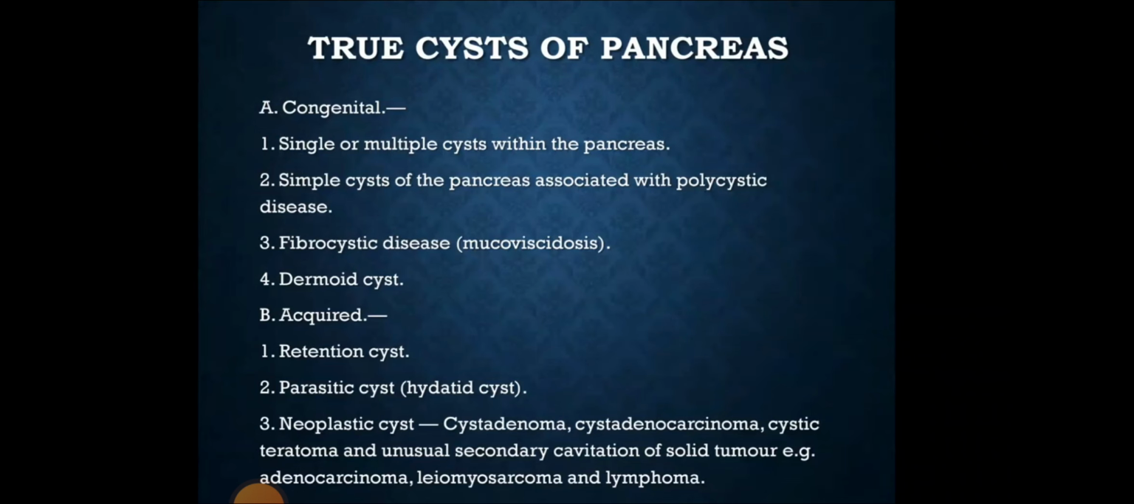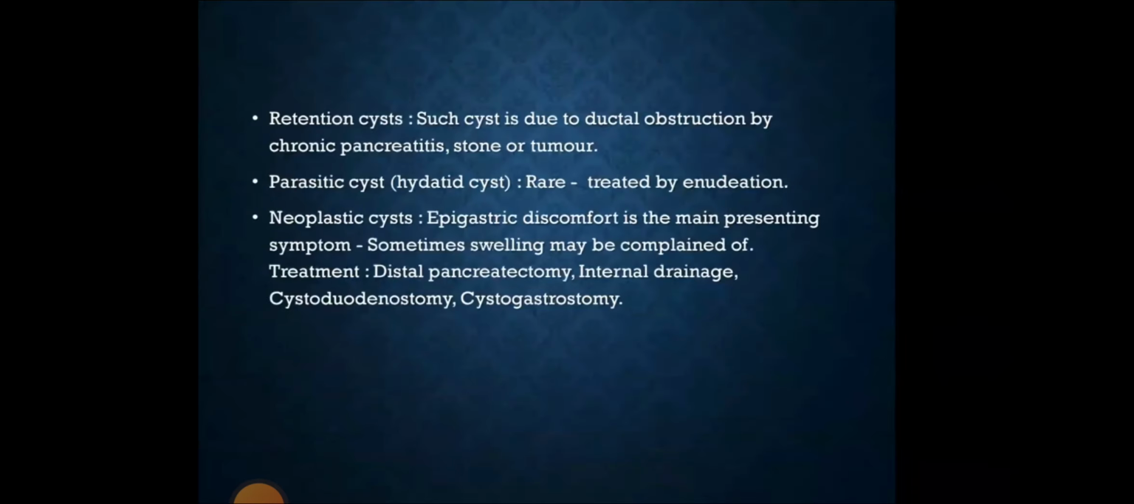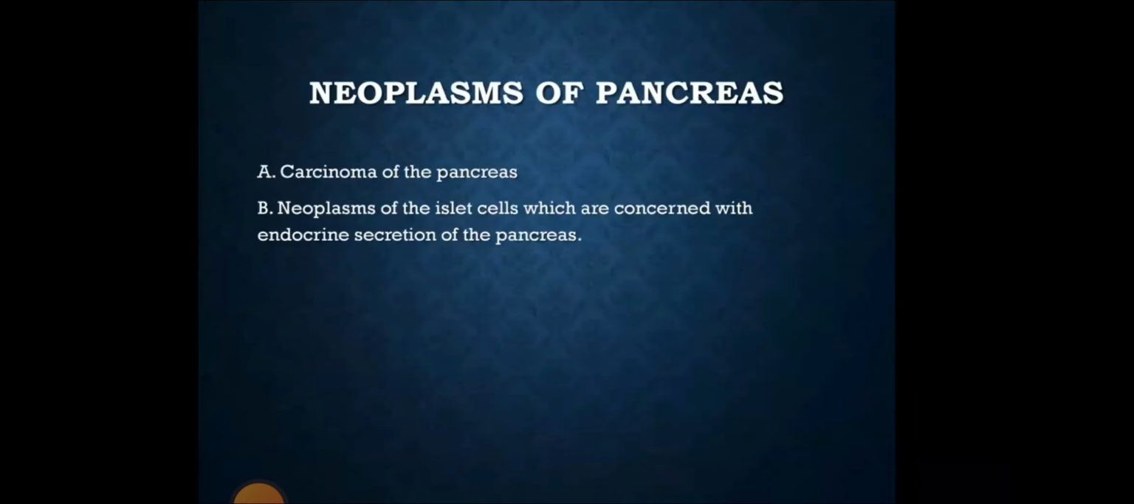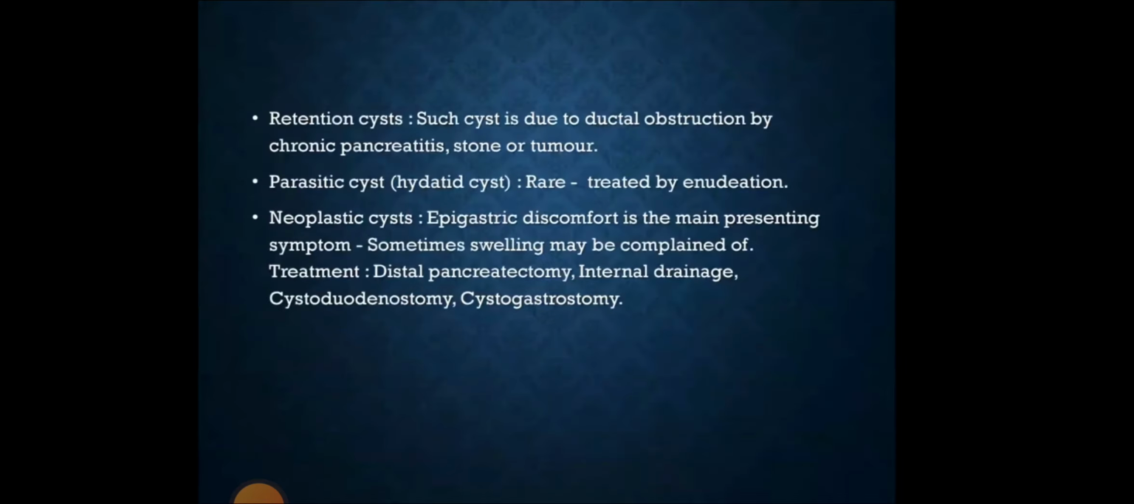Commonly, if we consider the cyst, the clinical features will be epigastric discomfort, swelling, and all. That will be the main features. And the treatment, when the cyst is situated at the tail of the pancreas, we can go for distal pancreatectomy. Otherwise, internal drainage can be done. And if a large cyst is present at the head of the pancreas, cystoduodenostomy is told. And if the large cyst is present in the body, cystogastrostomy is told. So that is the treatment. Depending on the location, the treatment is mainly told.